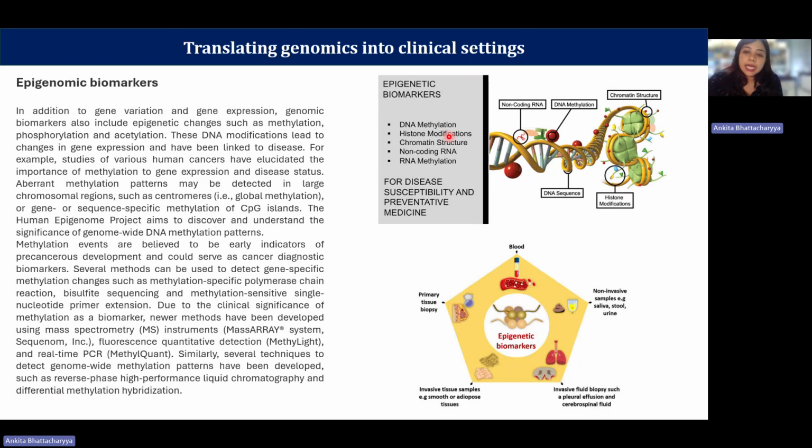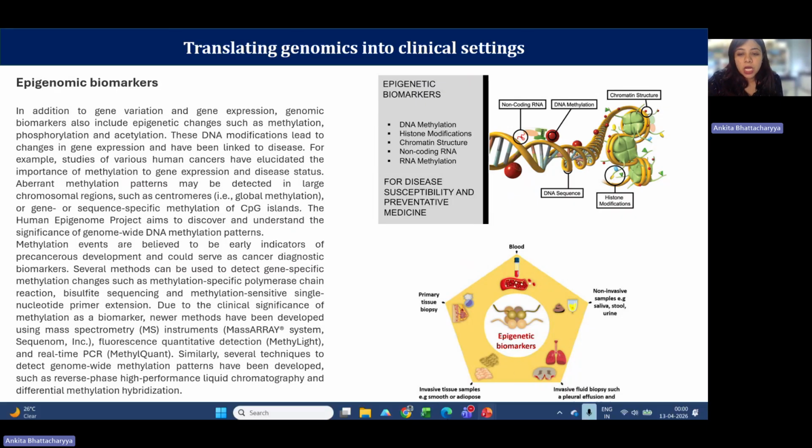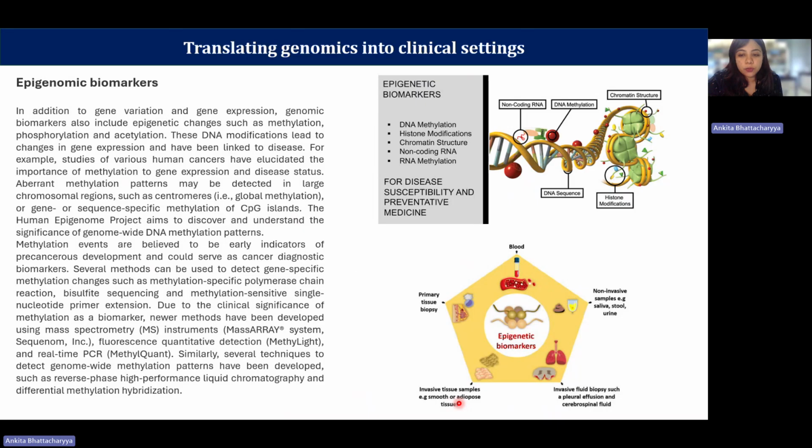And for epigenetic biomarkers, usually what people are currently looking at are strategies which are more non-invasive in nature, although primary tissue biopsy is also carried out. Invasive tissue samples from adipose tissue or smooth muscle tissue are also taken. Apart from that, you can do fluid biopsy as well, from the lungs or from the CSF, from which information is also collected.